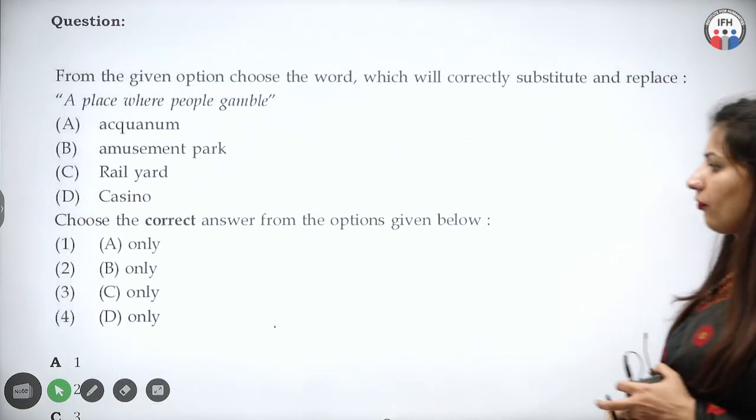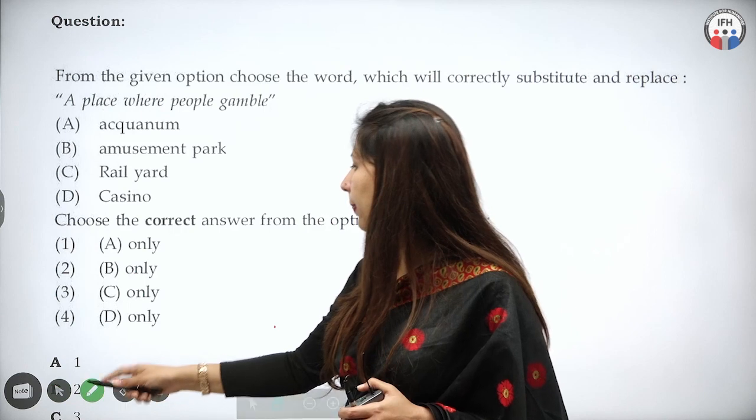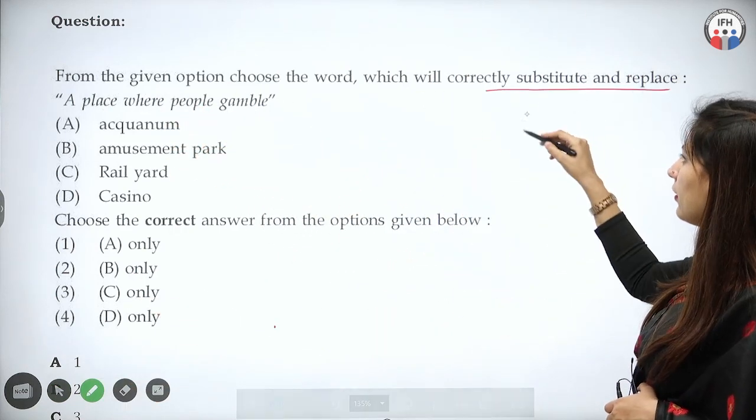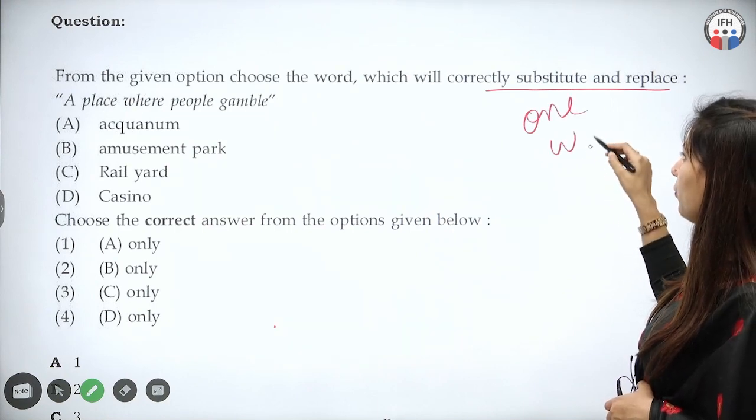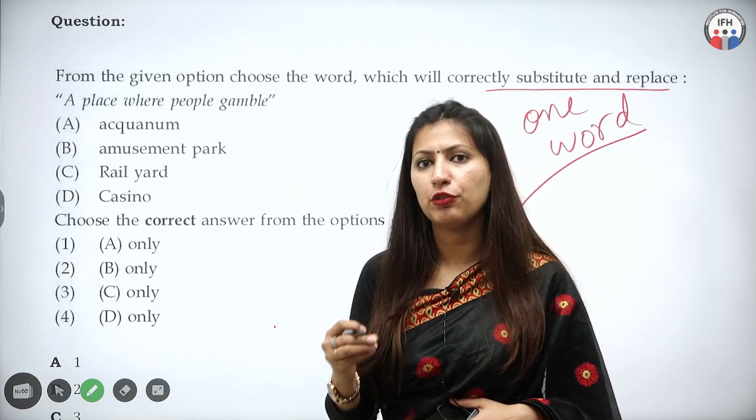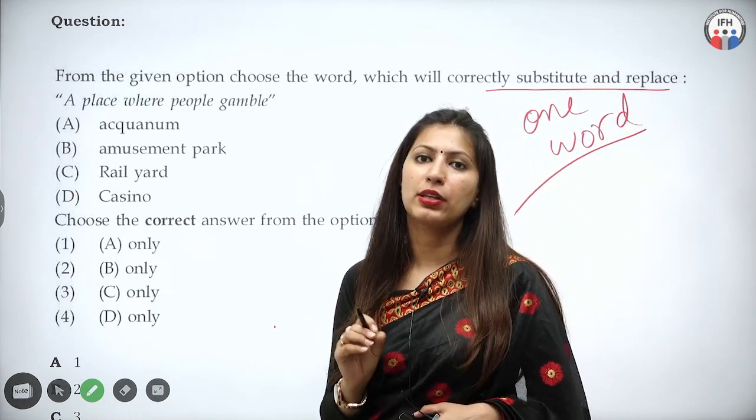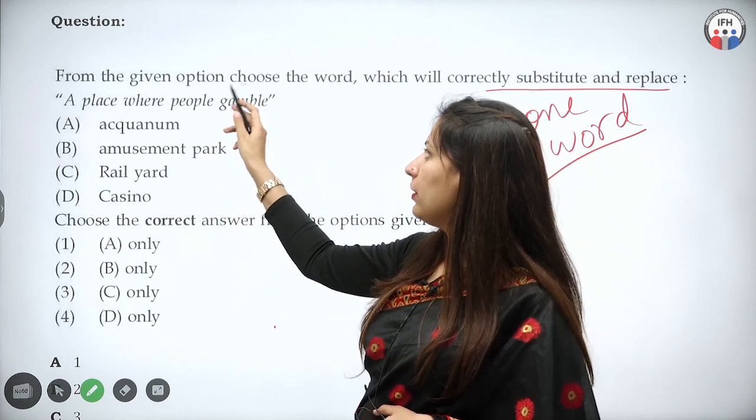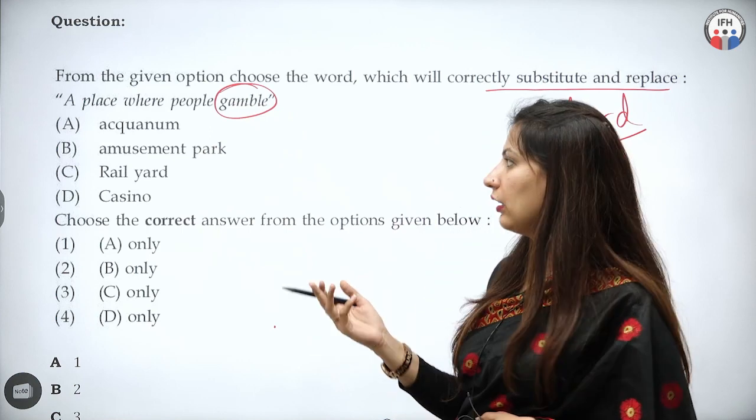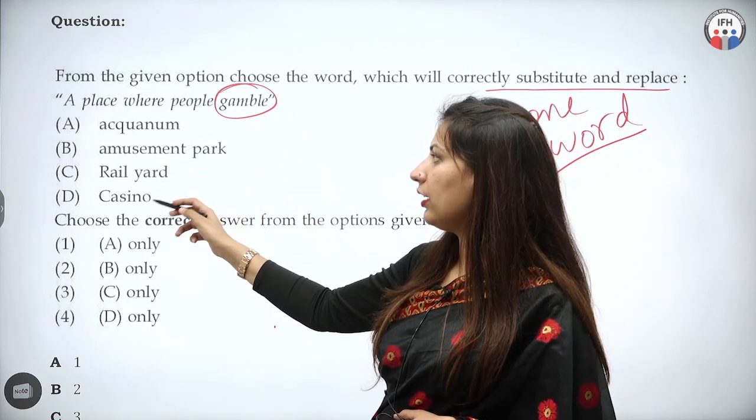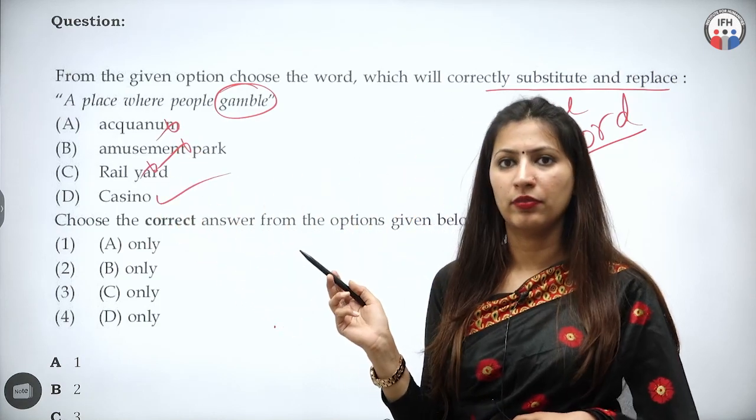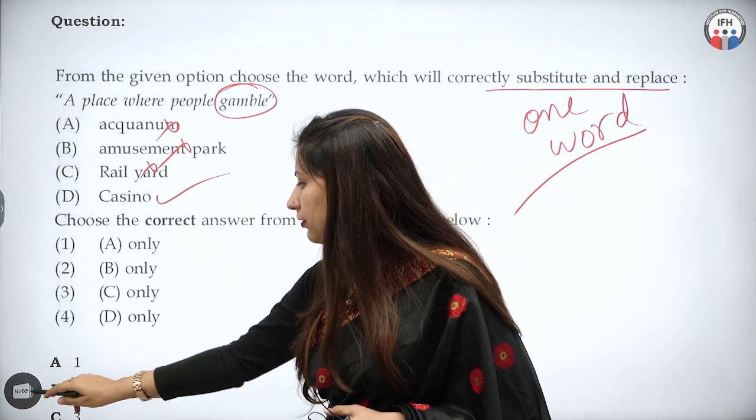Let me move to a different kind of question. Now see, what is being asked here is, from the given options, choose the word which substitutes and replaces the phrase. They are talking about one word, right? A place where people gamble. Even if you are not aware, I would ask you to go for the elimination method. Gamble means, you might have heard, jua in Hindi, right? Aquarium, amusement park, rail yard, casino. This is not there, this is not there, not a rail yard, obviously a casino, right? That seems easy.